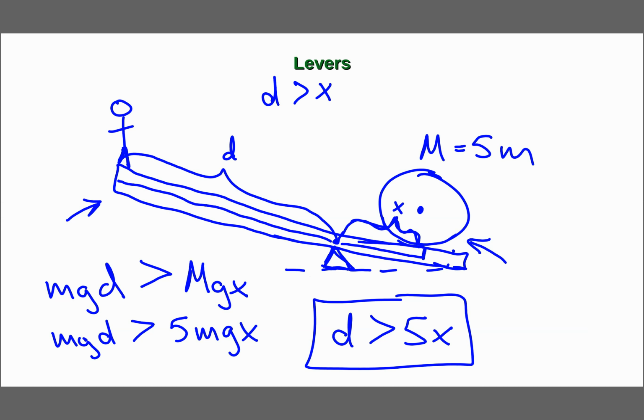What I need is for my center of mass to be this distance D away from the axis of rotation, the object's center of mass to be X, this distance away from the axis of rotation, and then if the object has a mass 5 times my mass, I just need D to be at least 5 times X to move it. Okay?